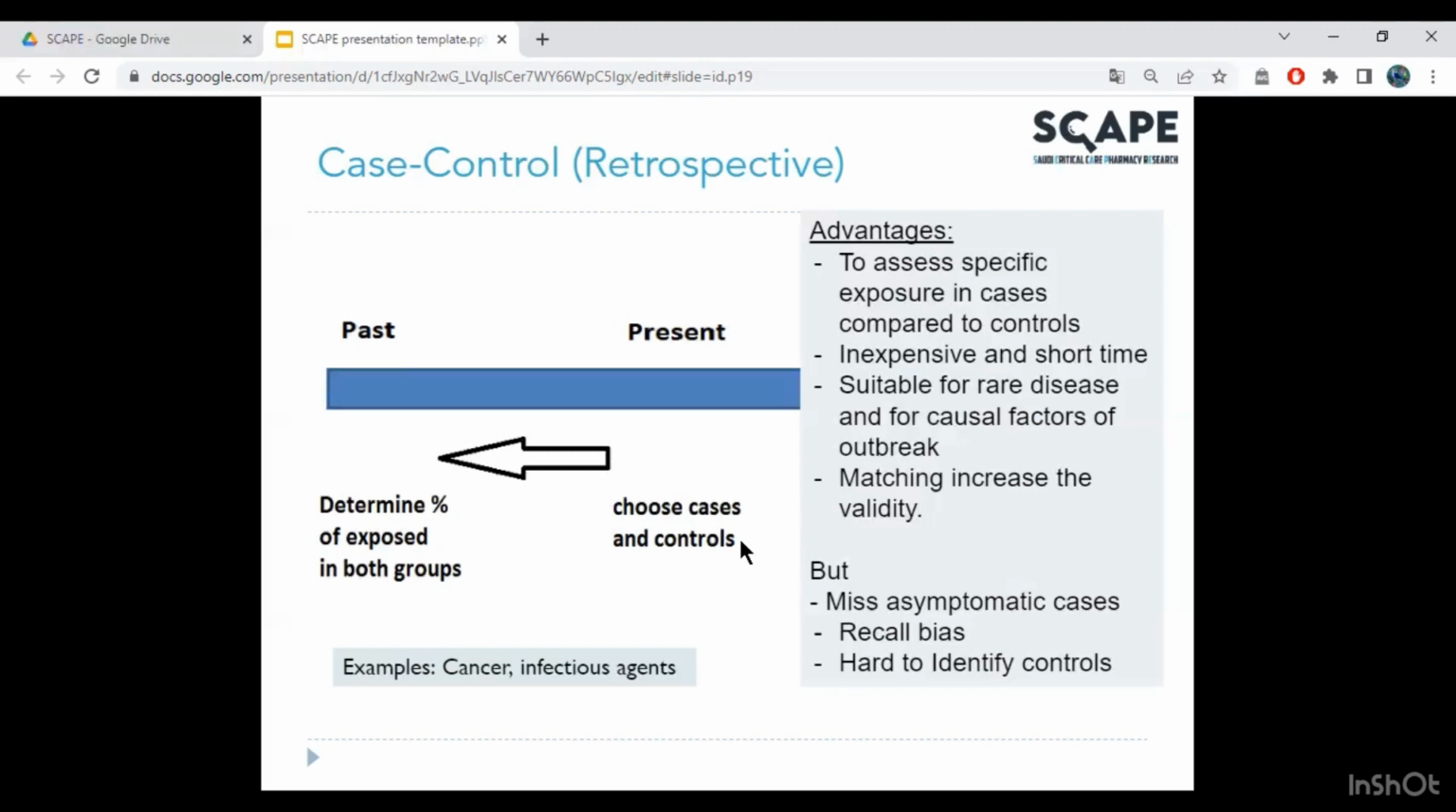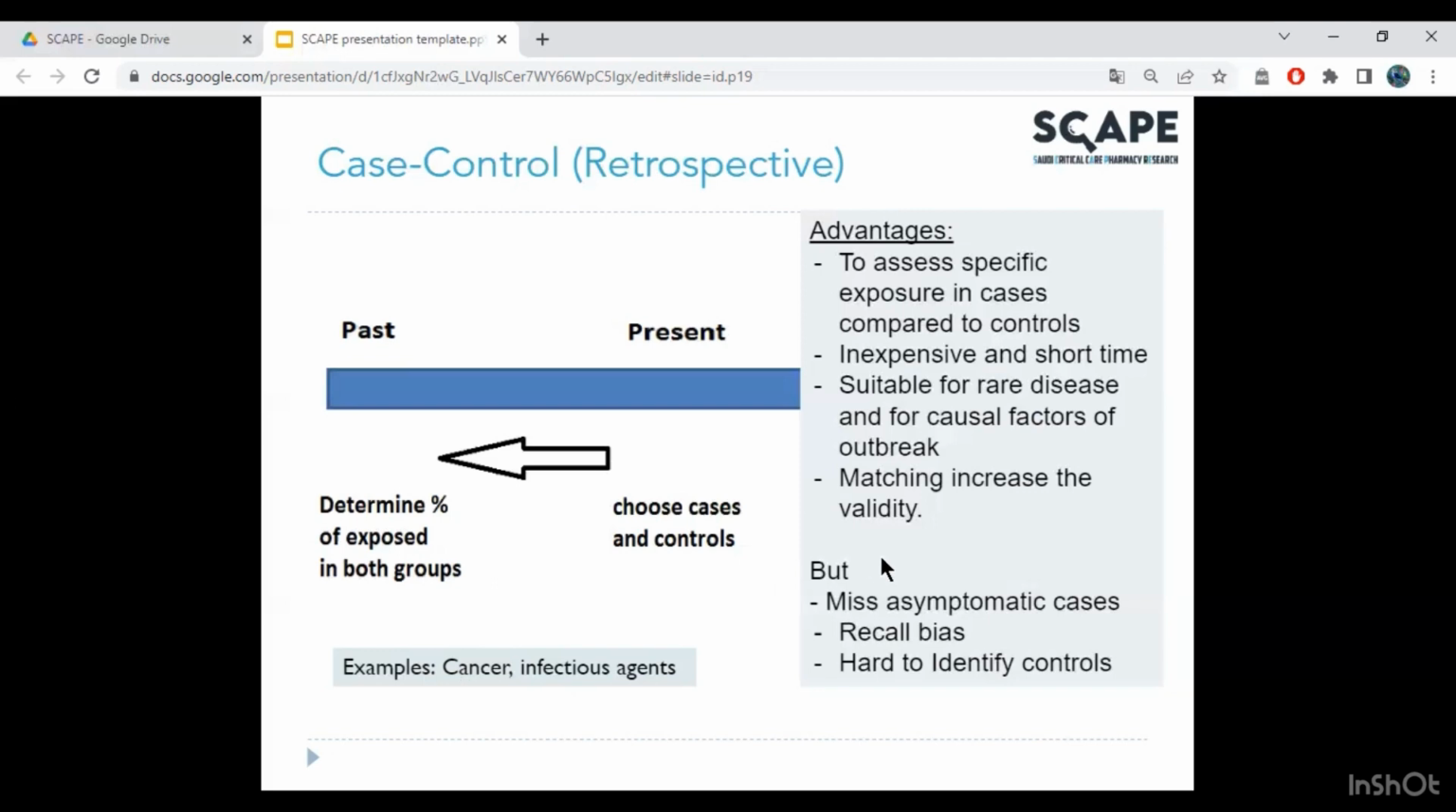By matching the confounding factors between cases and controls, you decrease the effect of the confounding factors, so you end up with a more accurate estimate. And our estimate in the case control is the odds ratio. So the odds ratio, as we said, is good for rare diseases like cancer or outbreaks of infectious agents.